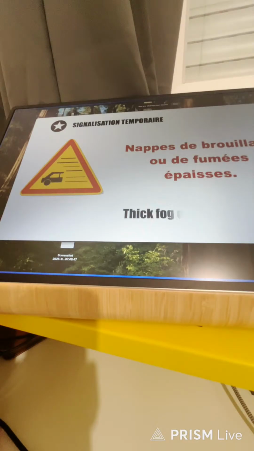This one is called nappe de brouillard, or fond de brouillard épais. They are telling you that as you are driving, there is thick cloud or fog or smoke, and you are about to enter a place that is foggy. So take note, the picture is what is important. This line here is what they use to represent brouillard.